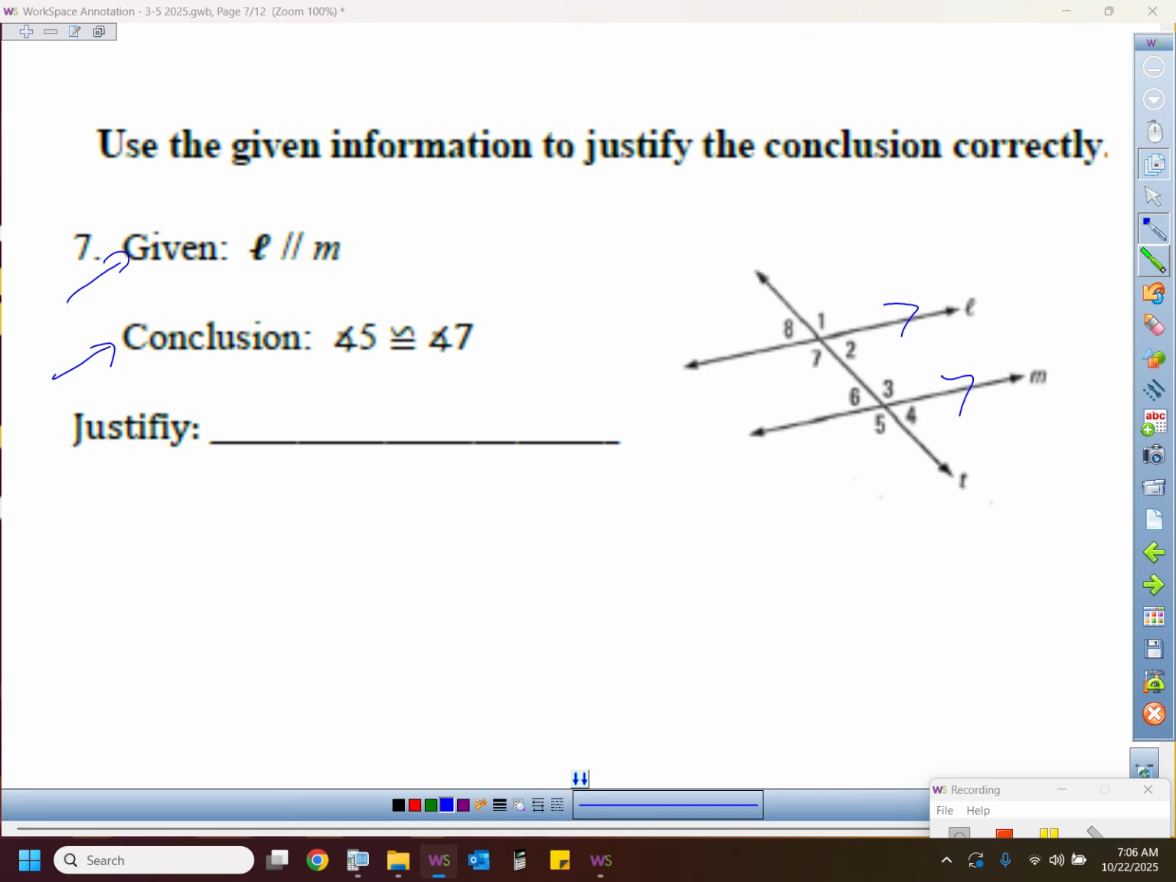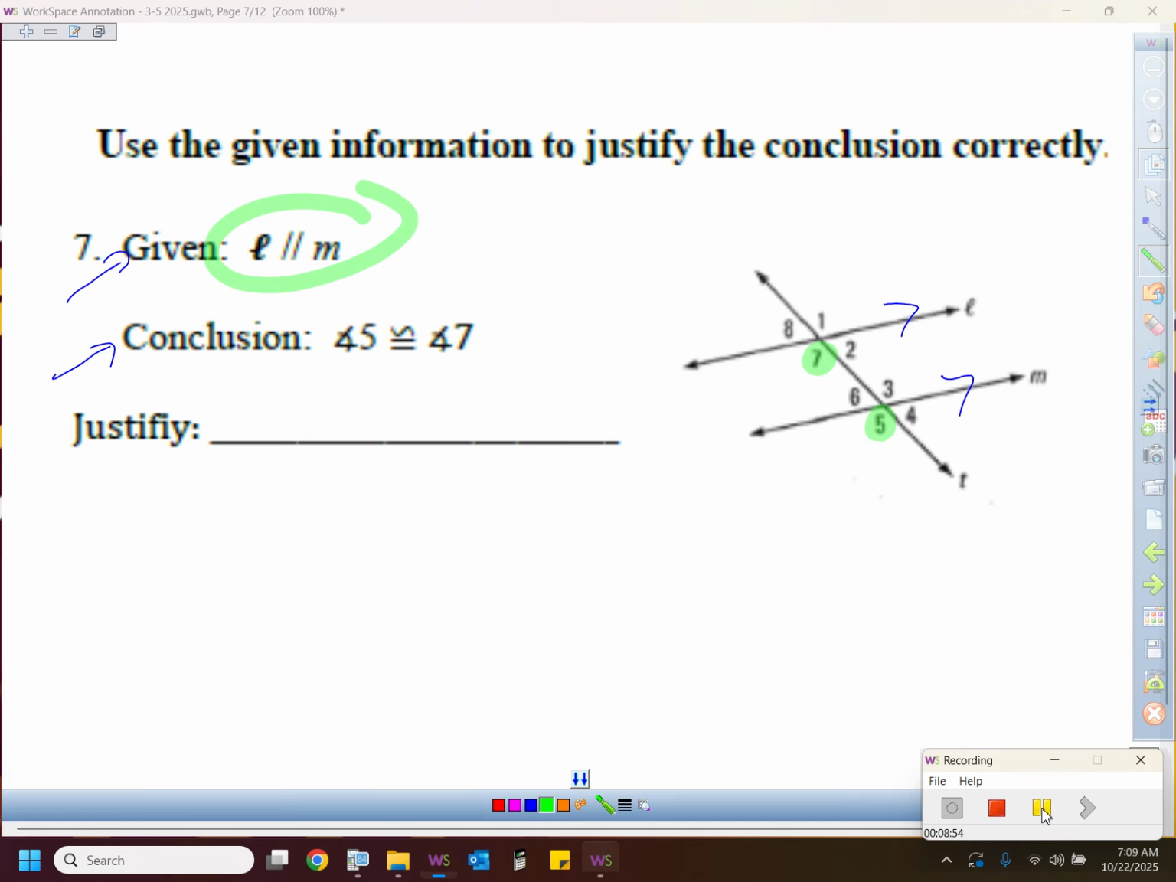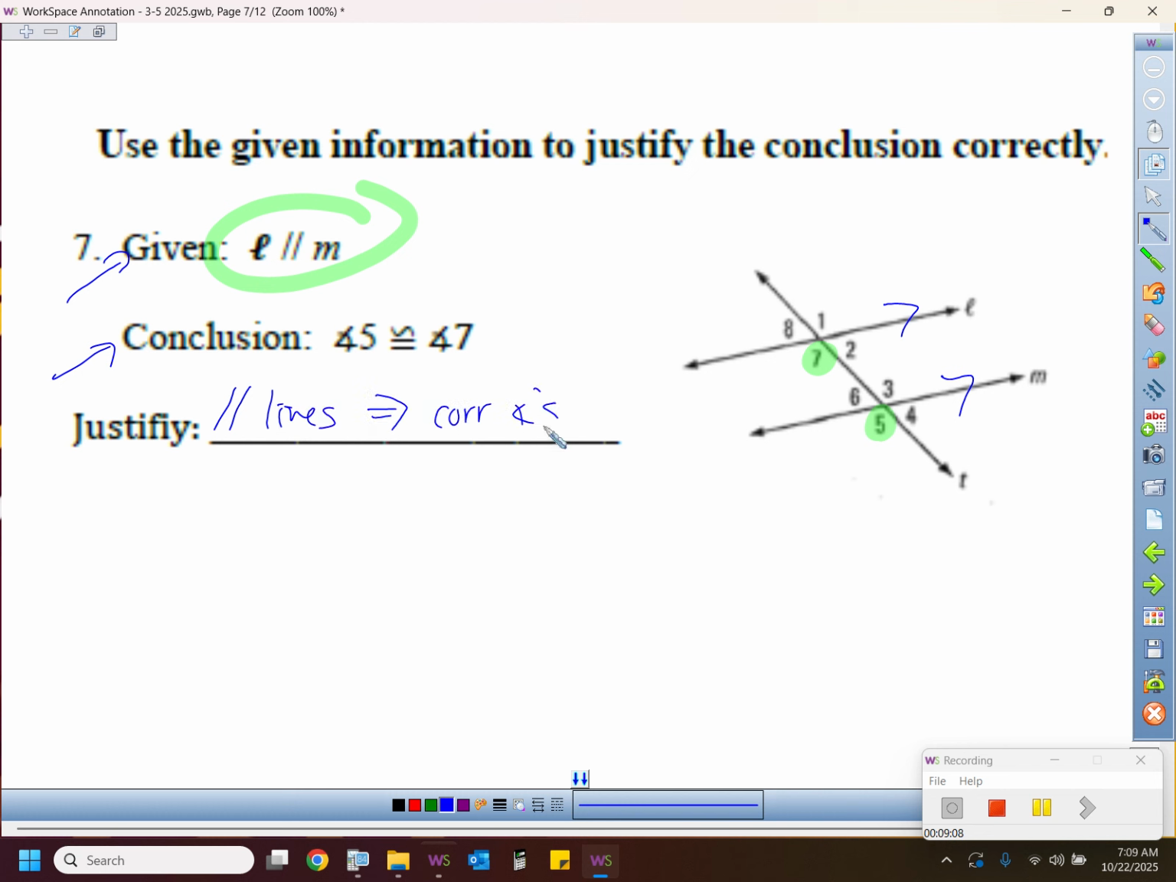They are asking me to prove that angle 5 is congruent to angle 7, but I'm not going to mark those congruent. You only mark the given. So the question is, what kind of angles are they? Angles 5 and 7 are corresponding angles. So the justification is, since I have parallel lines given to me, I'm going to start with that, and that implies that the corresponding angles are congruent.